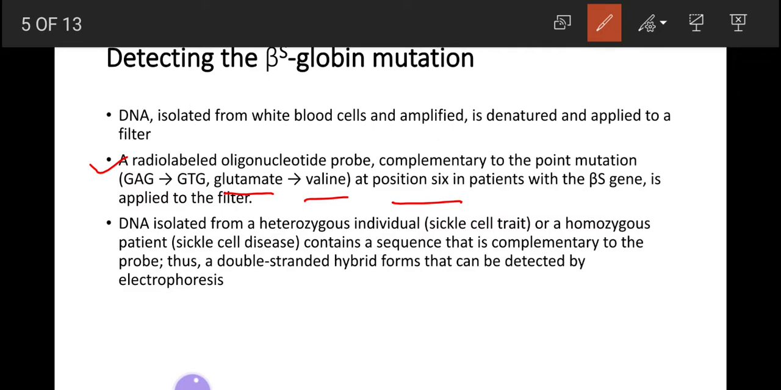DNA isolated from heterozygous individuals, who have sickle cell trait, or from homozygous patients with sickle cell disease, contains a sequence that is complementary to the probe. So this probe, which is synthesized complementary to the point mutation, will bind to both: the patient's DNA and also the heterozygous individual's DNA. A double-stranded hybrid forms that can be detected by electrophoresis.